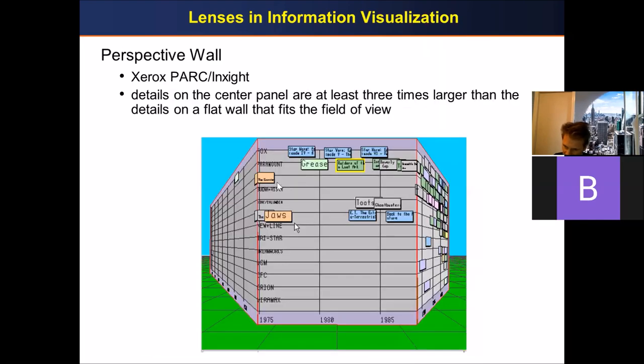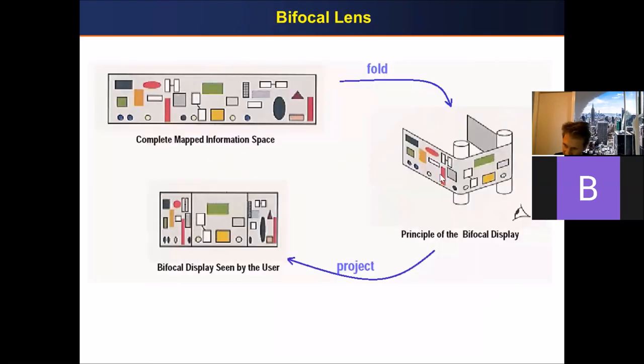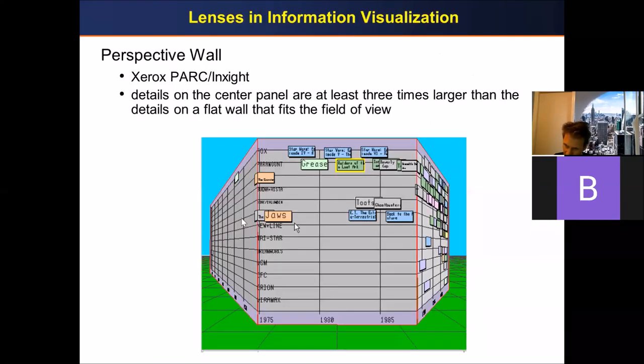Another one is the perspective wall. I think we've seen this already, but we talked about the perspective wall here. It's sort of a bifocal lens. It looks like a bulletin board from the front that extends perspectively to the left and right. So the center has more resolution, and those side panels have less resolution, but you can then move it back and forth and see other things in higher resolution. If you move it from left to right, you start seeing these parts of the wall in higher resolution, and then this stuff moves to the side. So you can influence that in this way.